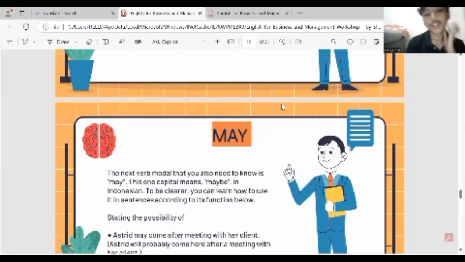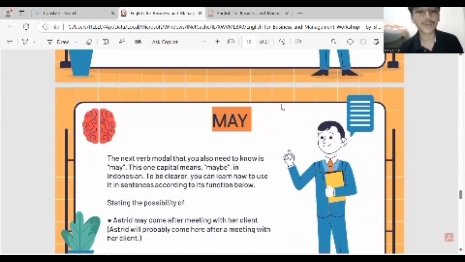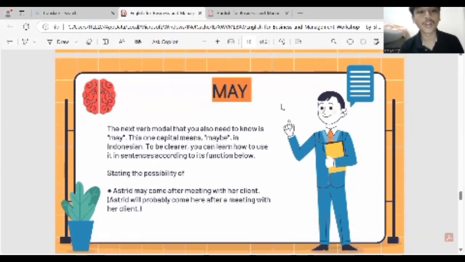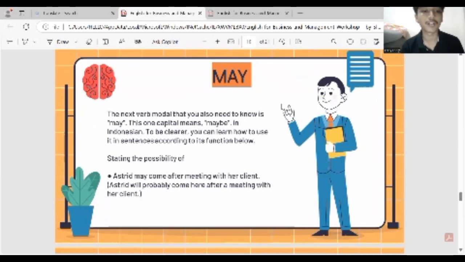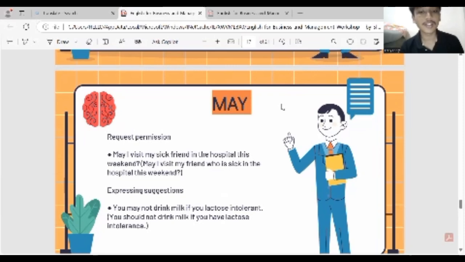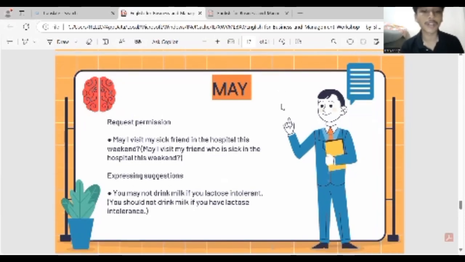The next modal verb that you also need to know is may. This modal means maybe in Indonesian. To be clear, you can learn how to use it in a sentence according to its function below. Stating a possibility: she may come after meeting with her client. Requesting permission, example: may I visit my sick friend in the hospital this weekend. Expressing a suggestion, example: you may not drink milk if you are lactose intolerant.